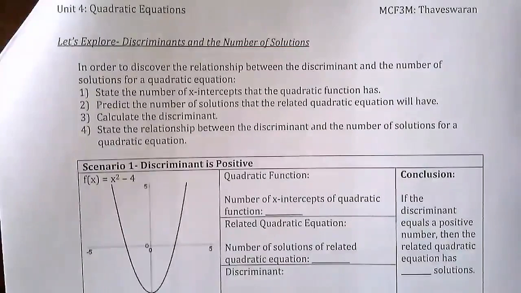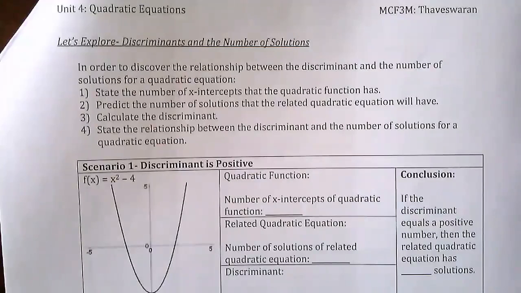So I introduced what the discriminant was on the previous page. So let's explore, how does the discriminant tell us the number of solutions? So instead of me just giving you the relationship, we're going to explore just like we did last class. So in order to discover the relationship between the discriminant and the number of solutions for a quadratic equation, you're going to, 1, state the number of x-intercepts that the quadratic function has.